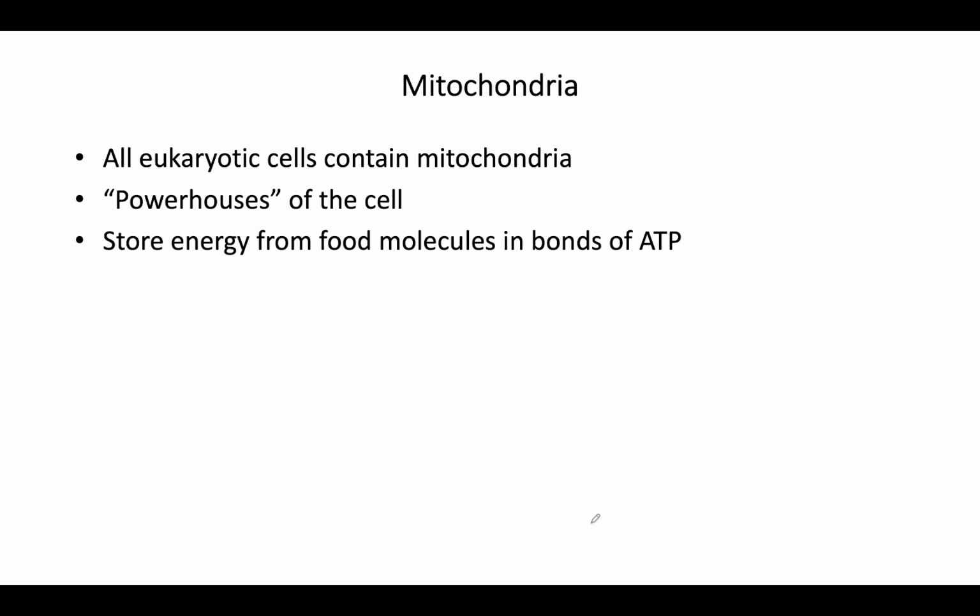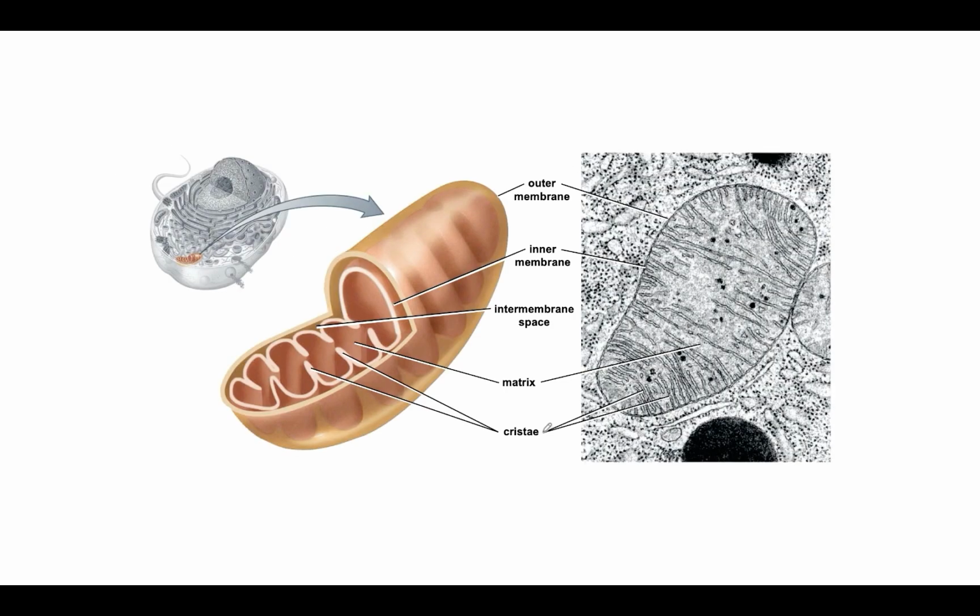Mitochondria, called the powerhouse, store energy from food molecules in the bonds of ATP. So ATP molecules are generated in mitochondria. It has this structure: two membranes, an inner membrane and an outer mitochondrial membrane. The outer membrane is smooth, whereas the inner mitochondrial membrane forms deep folding. We call this cristae. The mitochondrial membrane encloses two fluid-filled spaces. The space between the inner and outer mitochondrial membranes, we call the intermembrane compartment.